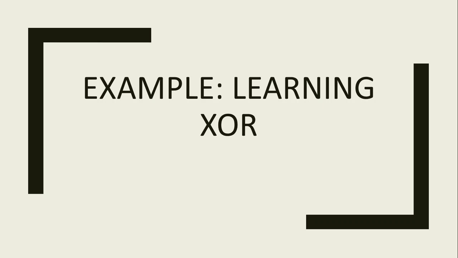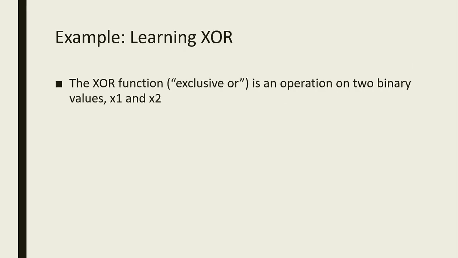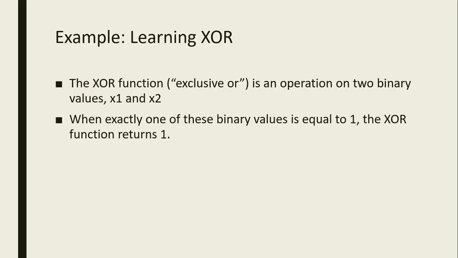Learning the XOR problem using our feed-forward network. The XOR function, or exclusive OR, is an operation on two binary values x1 and x2. When exactly one of these binary values is equal to 1, the XOR function returns 1, otherwise it returns 0.